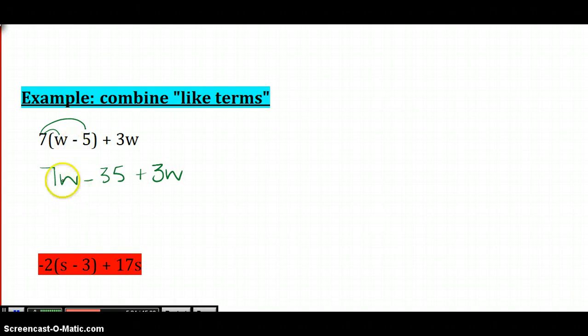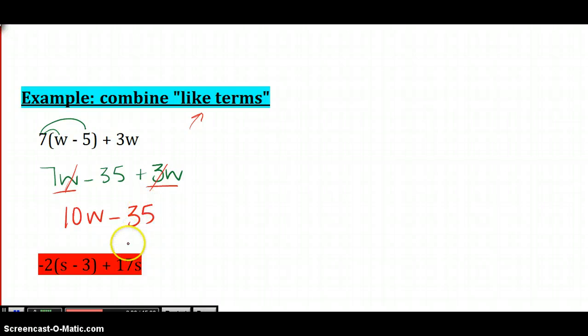Now after we distributed, we see that we have two terms that have a w. These are like terms. We can add them together. So we can add 7w plus, use the sign in front of this number, 7w plus 3w, which gives us 10w. So we added those, and now all we have left is the minus 35, so we just put that on the end. And there's no more like terms to add together, so this is your answer.